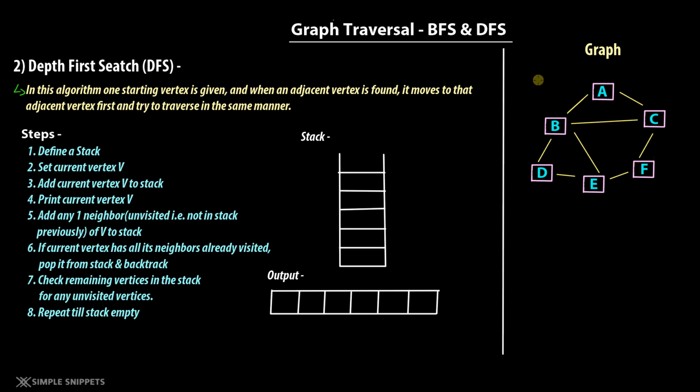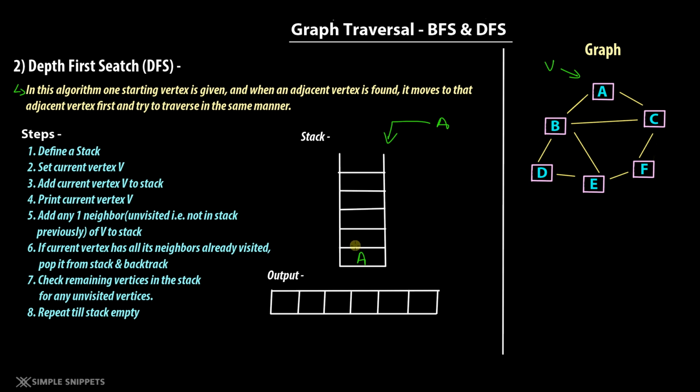Again, you'll have to start from any vertex. It is not like you have to start from A or B, because we don't have the concept of root in graph data structure. You can select any one as the starting point. So again, let's say the current vertex V is A. So you'll say add the current vertex to the stack. You'll add A to the stack. It will go at the bottom of the stack, because stack works in first in last out manner.